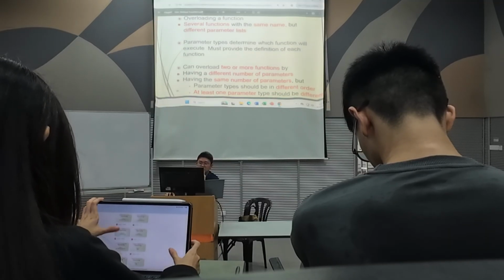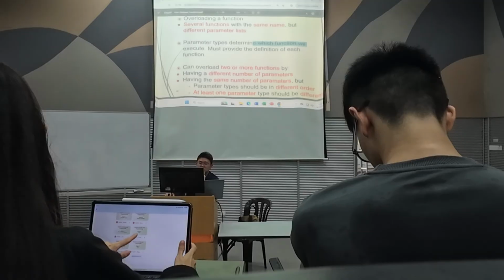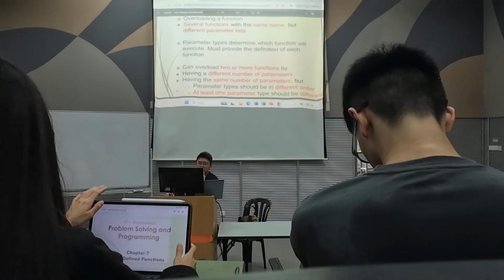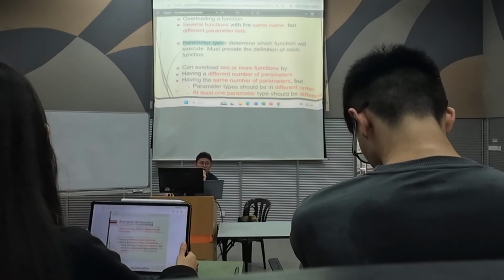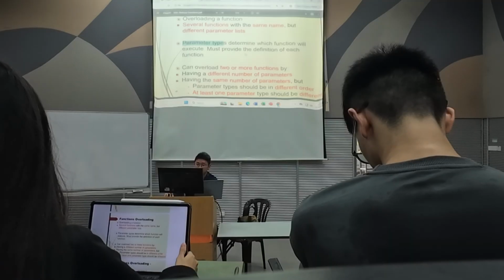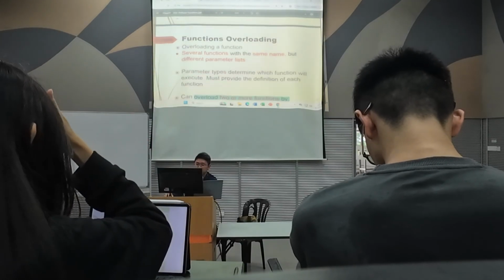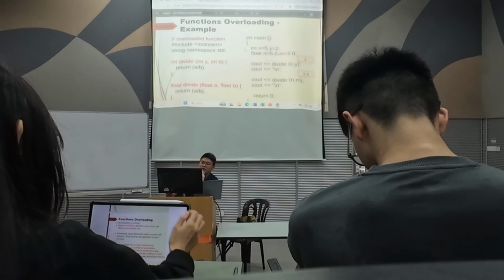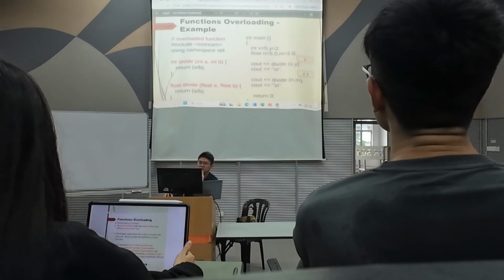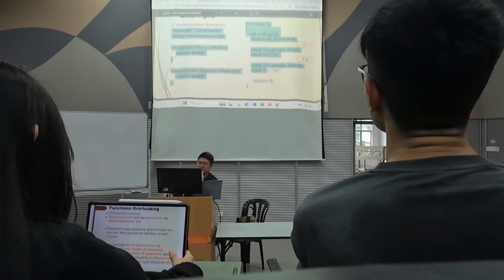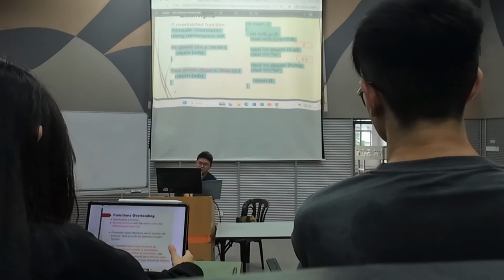Okay, so the parameter type determines which function will execute. Later we will see that the parameter is very important in function overloading. This one we just mentioned already. So let's take a look at what function overloading is. This is your C++ program, the code.